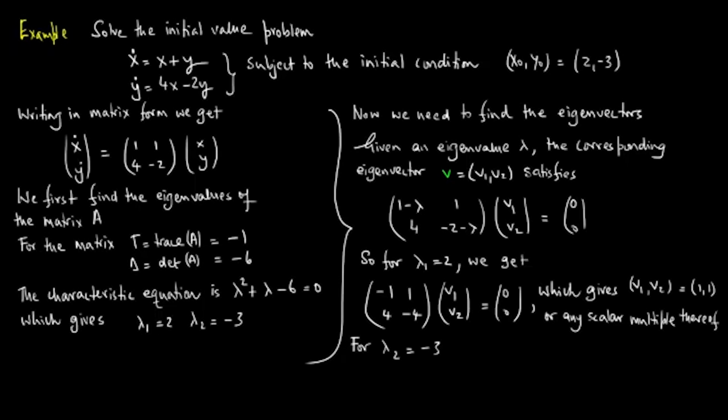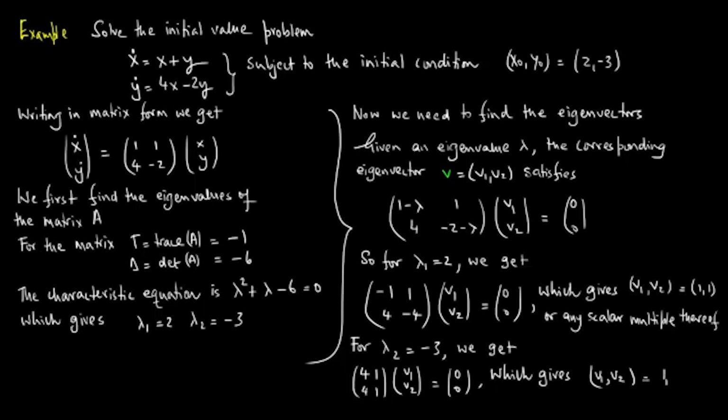For lambda 2 is equal to minus 3, we get the matrix 4 1 4 1 times v1 v2 is equal to 0, which gives us v1 v2 is equal to 1 minus 4. In summary, v1 is equal to 1 1 and v2 is equal to 1 minus 4.